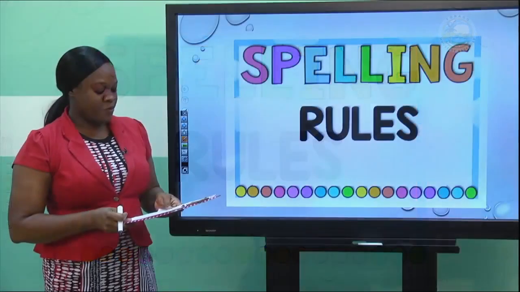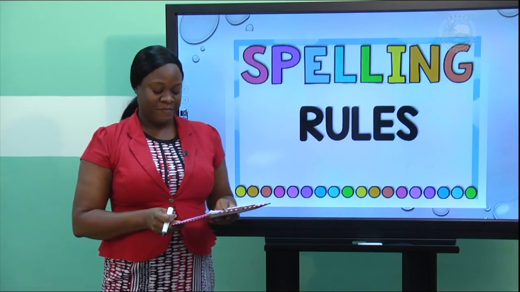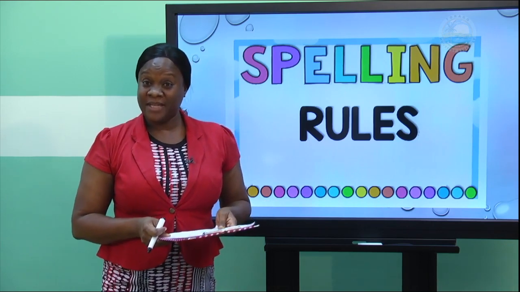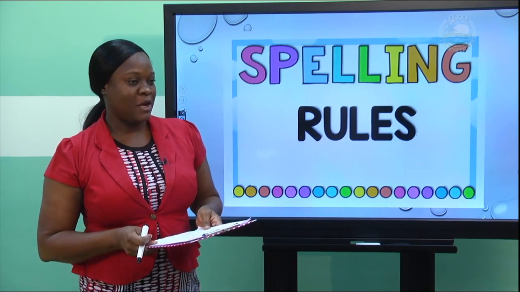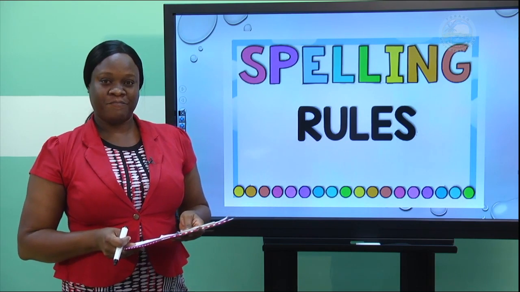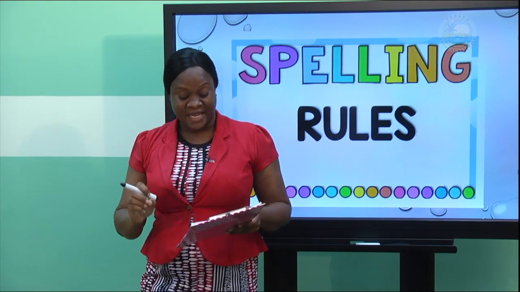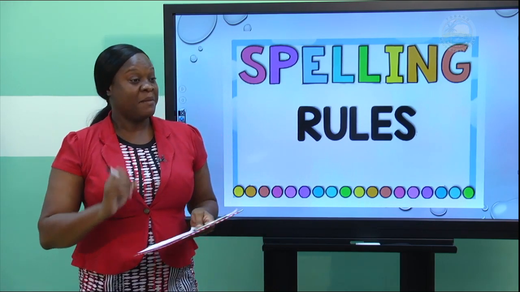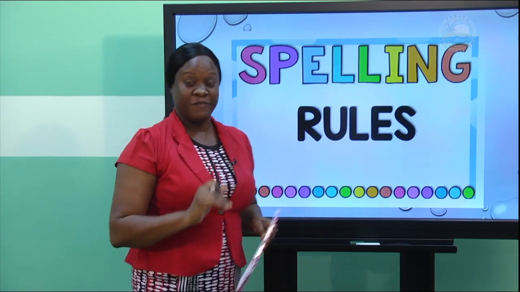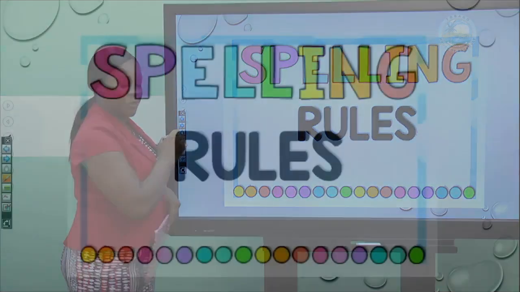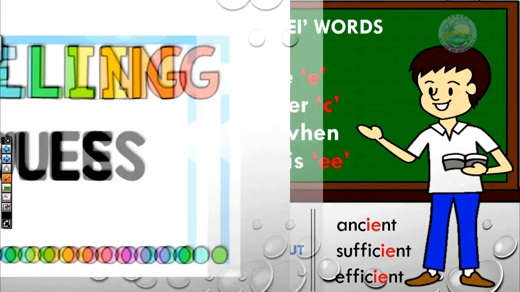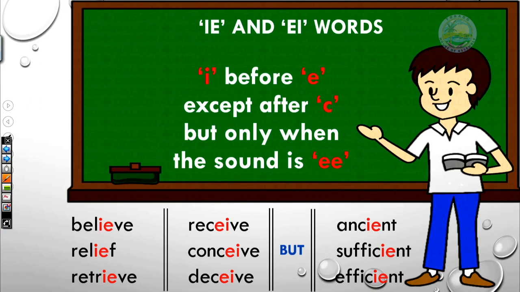There is a rule with I and E. If you know it, please say it along with me. I'm sure you got it. I before E, except after C, but only when that sound is E.